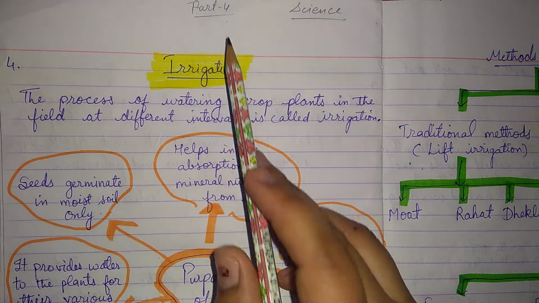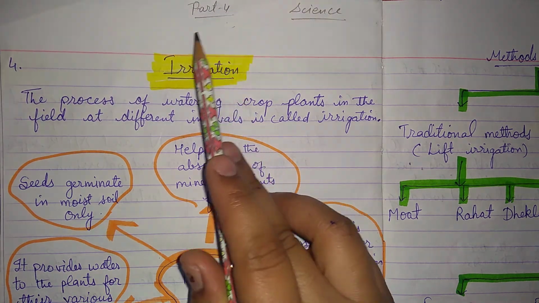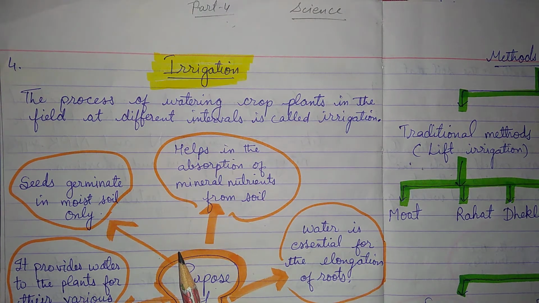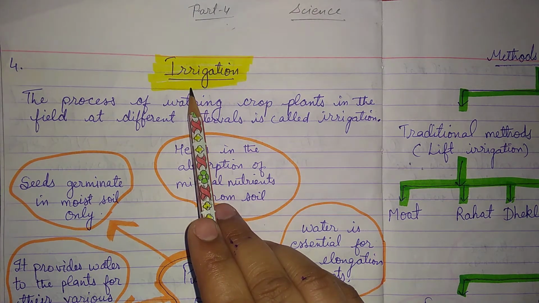Welcome students in part 4 of crop production and management. In the previous part we have discussed basic agricultural practices. We have discussed preparation of soil, next selection and sowing of seeds, next application of manures and fertilizers. Today we will discuss irrigation.